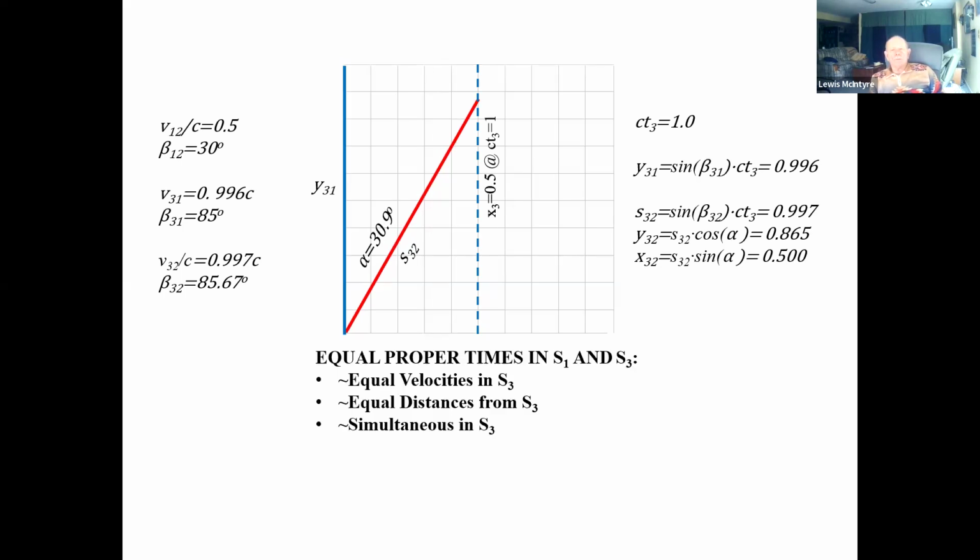Equal proper times in S1 and S2 map out to very nearly equal total velocities and distances in S3. As a result, those proper times map to nearly simultaneous events and observation in S3 because their respective Doppler shifts and distances are approximately equal.